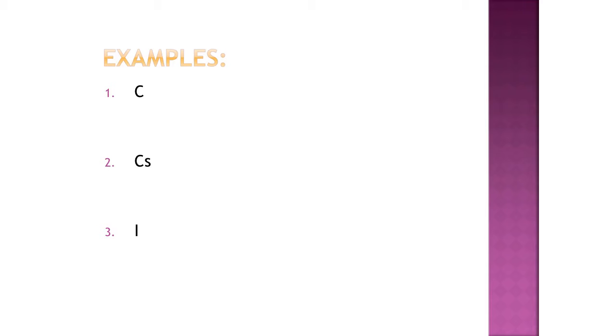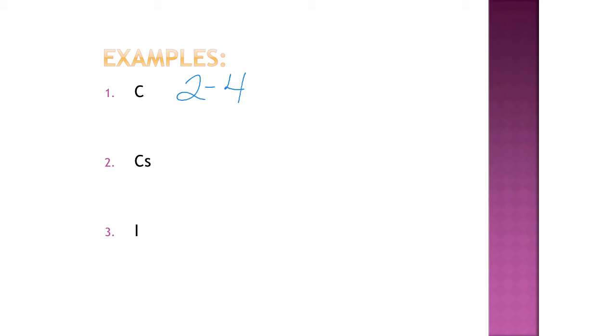So all we are doing here is just copying down the electron configurations from the periodic table. So we find carbon, atomic number 6. Its electron configuration is 2, 4. So that means it has 2 electron shells.